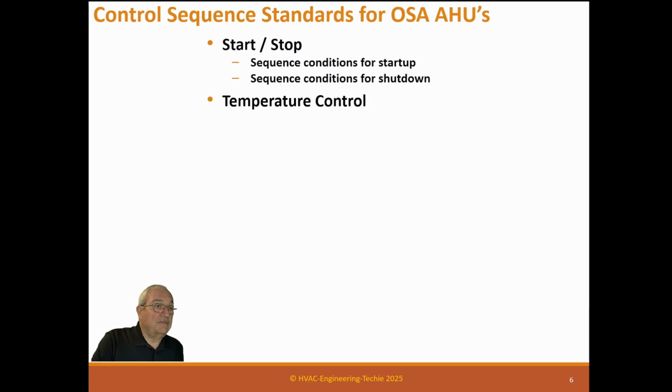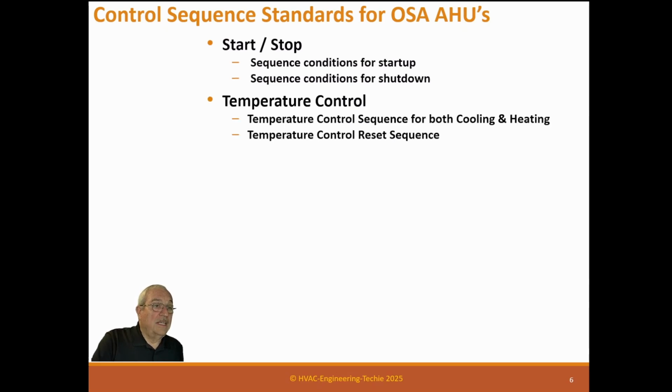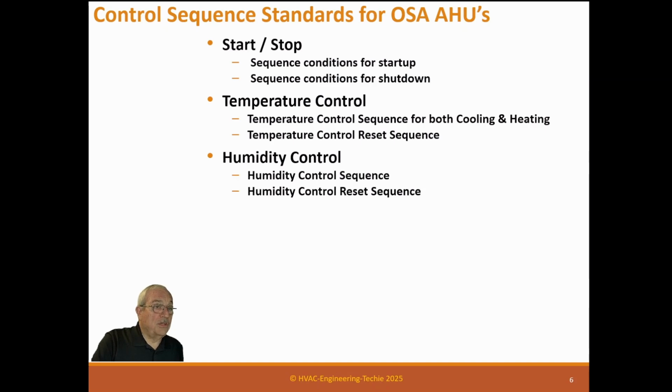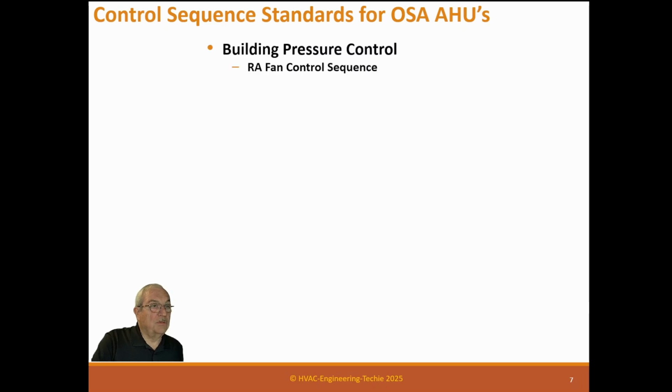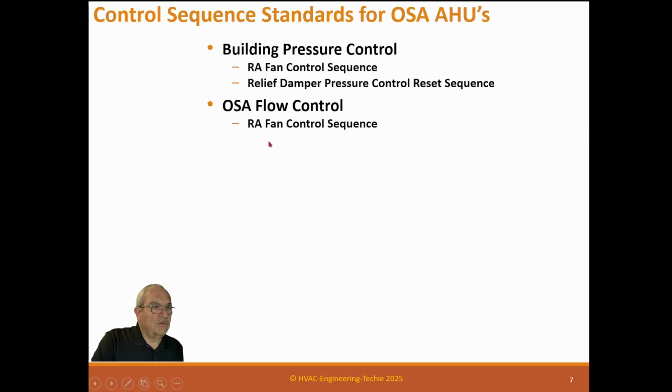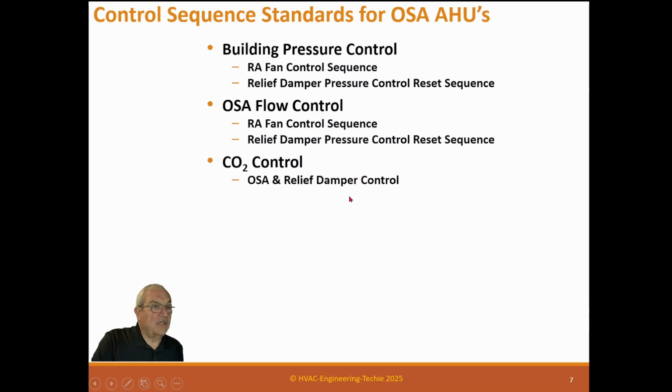It needs temperature control. It needs temperature reset. It needs humidity control. It may have humidity reset control, supply air pressure control, and reset for the supply air pressure. Building pressure control, return air fan sequence, relief damper control sequence if it has all those. Outside airflow control, return airflow sequence, relief damper pressure control, and reset sequence. CO2 control, outside air relief and damper control, CO2 reset control. All of those may be a component of the outside air unit, but may not be.